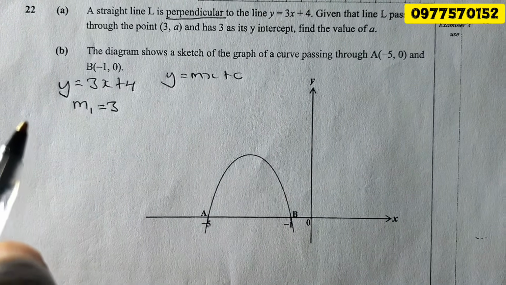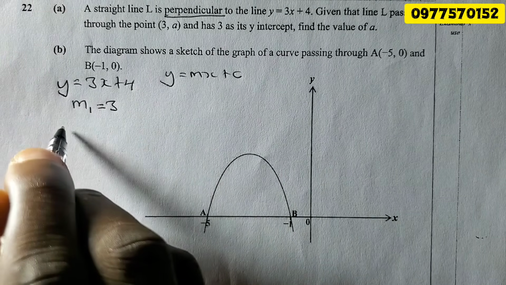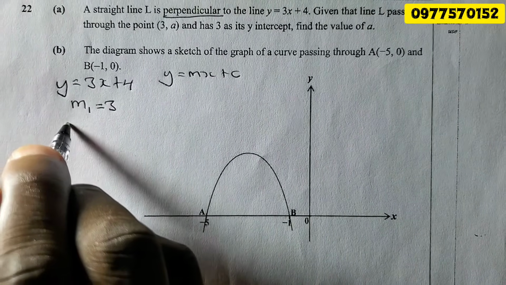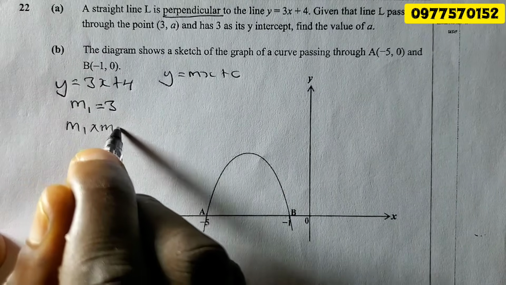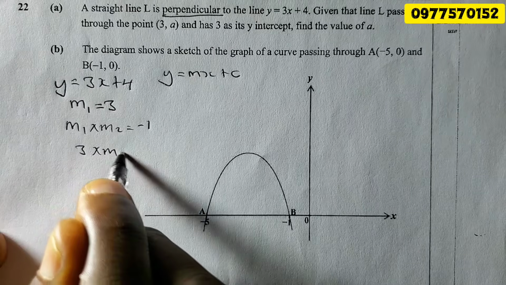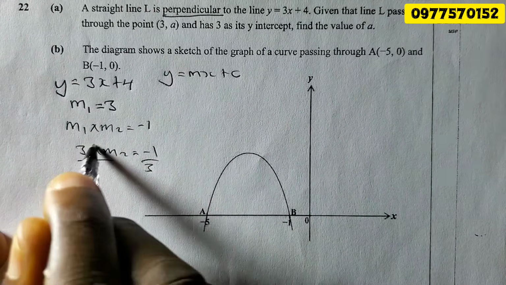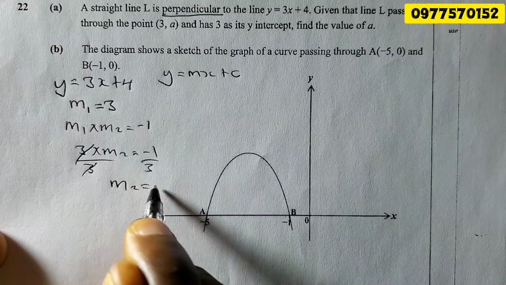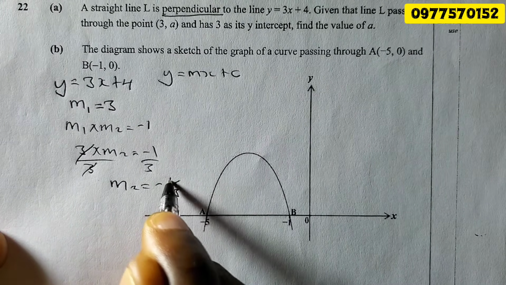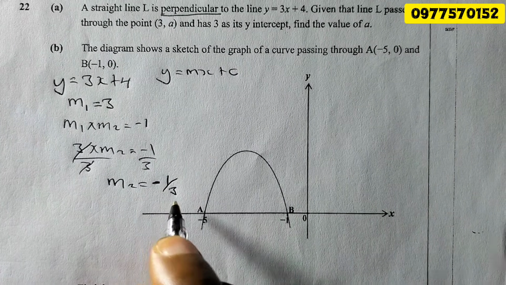Now we need to find the gradient for the second line. So we are going to say m1 times m2 is equal to negative 1. m1 is 3, so we're going to divide by 3 on both sides. So gradient 2 is negative 1 over 3. This is gradient 2. Now, we have gradient 2 here.